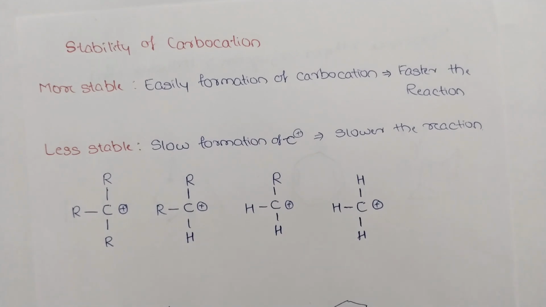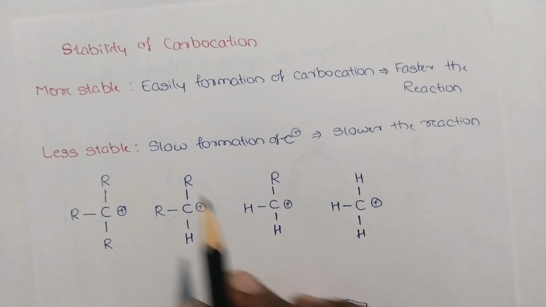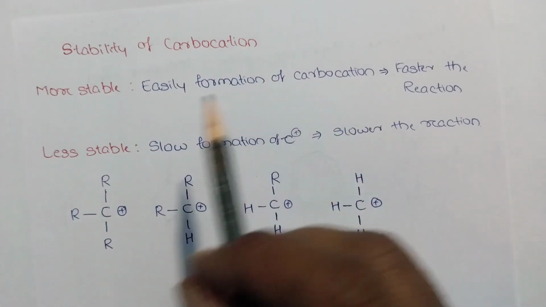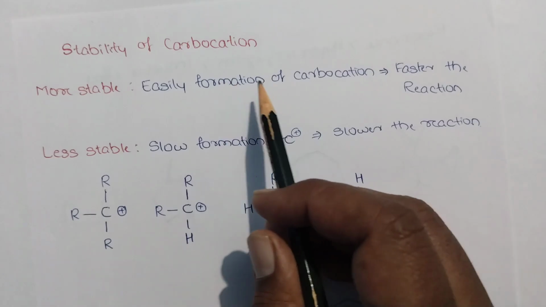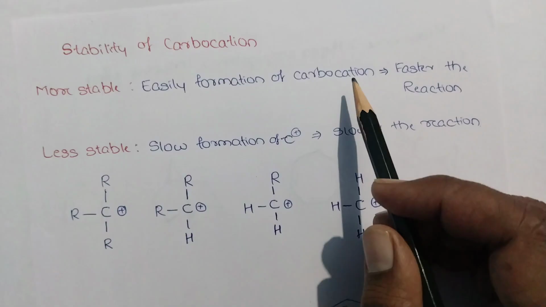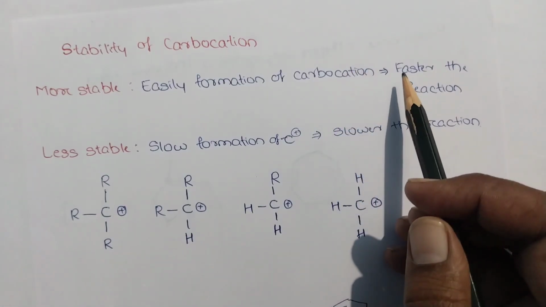Okay, let's discuss the stability of the carbocation. In the introduction, we discussed that the stability of the carbocation or the intermediates is very important because if the carbocations are more stable, then the formation of carbocation takes place easily. If these are more stable, then it can react with a nucleophile easily, so that the reaction will be faster.